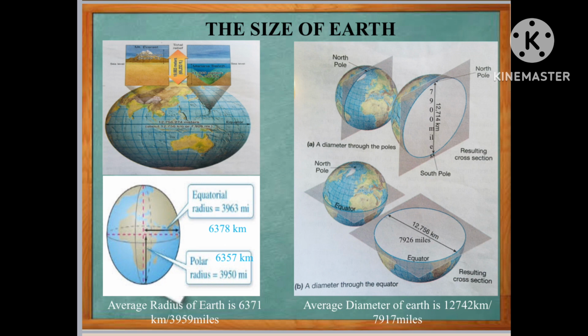Here comes the question: which force works on the polar area and which force works on the equator? The answer is centripetal force on the polar area and centrifugal force on the equator. Due to these forces, the shape of the earth is an oblate spheroid.